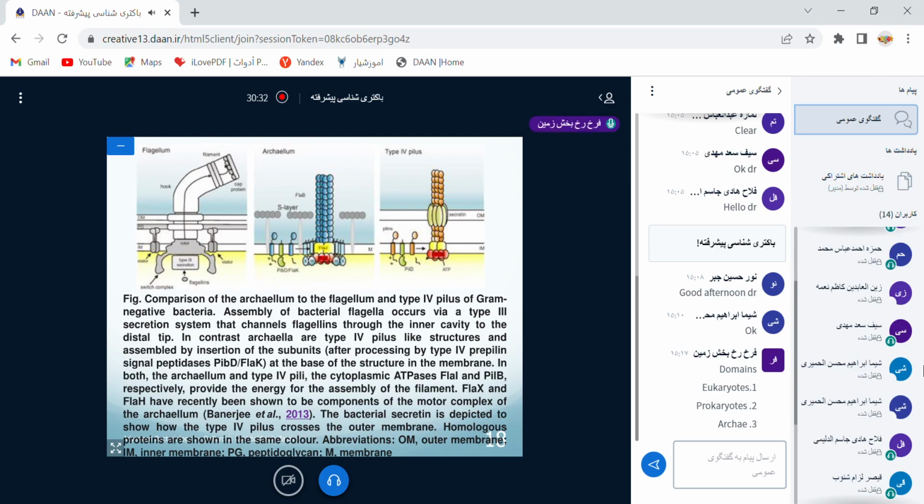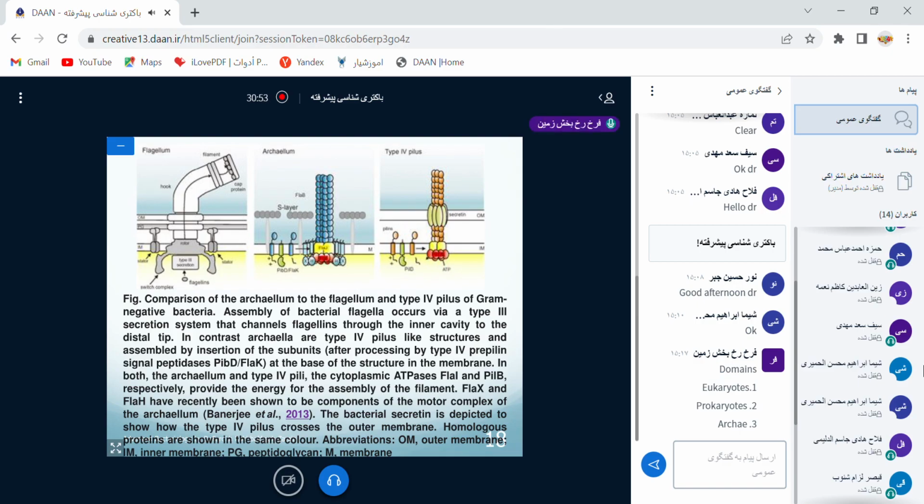Groups of living things. All living things can be divided into 3 groups. Group 1, eukaryotes, like humans, animals, protozoa, fungi, algae. Prokaryotes, like bacteria and archaea.